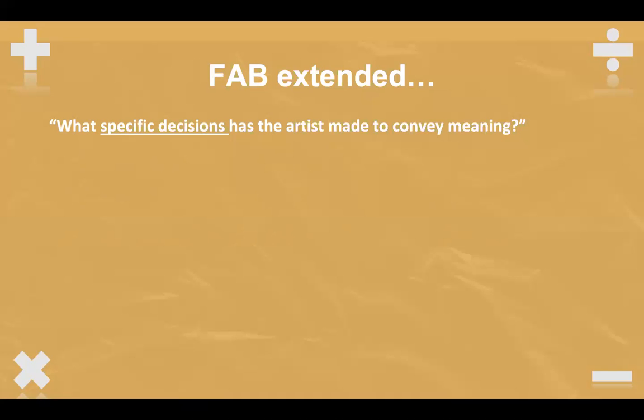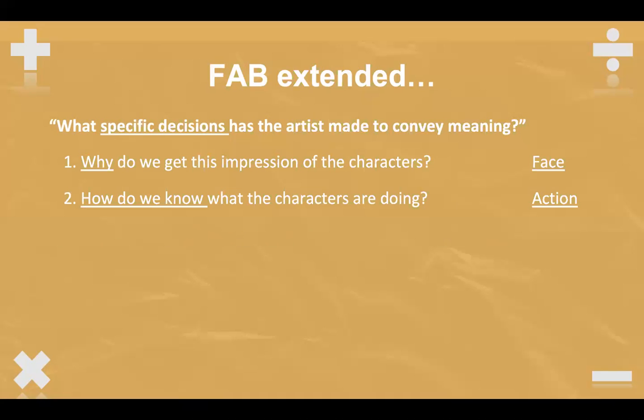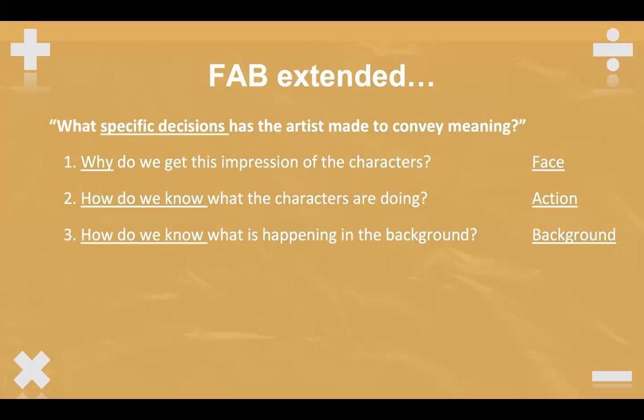Now, this requires you to ask yourself, why do we get this impression of the characters? Again, the why is underlined for a reason. How do we know what the characters are doing? How do we know what is happening in the background? In the same way that writers intentionally choose words, artists are equally deliberate in the decisions they make. I understand this is all theoretical at the moment, but just stick with me because we're about to apply this model or this framework to a couple of different images, both of which are on shark culling.